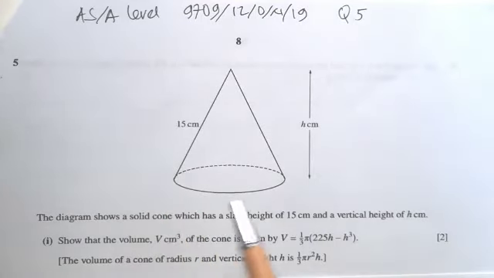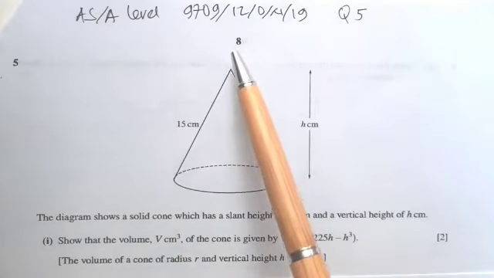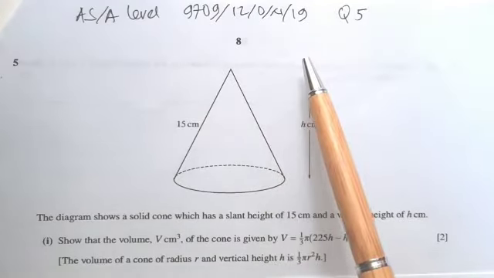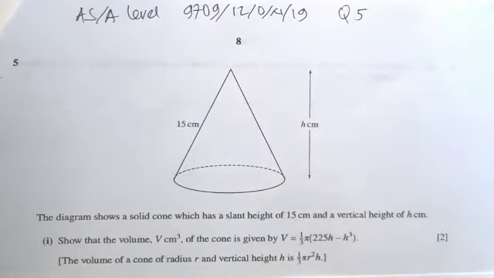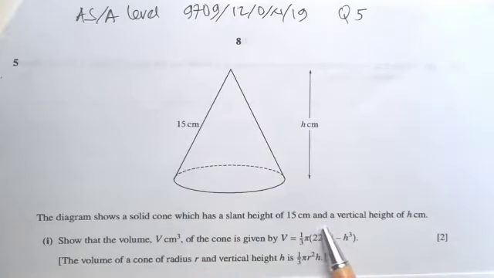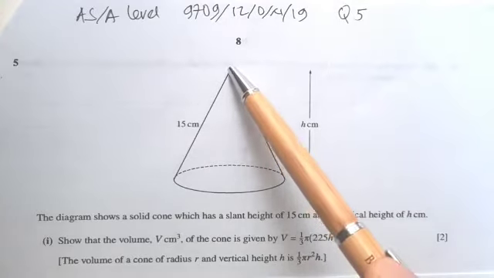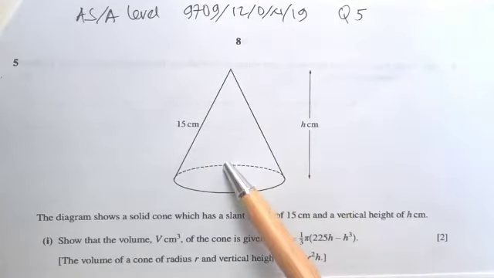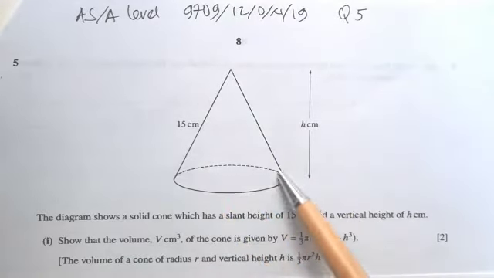AS A-Level Math, paper 12, October-November 2019, question number 5. The diagram shows a solid cone. This is a solid cone, which has a slant height of 15 cm. This is the slant height, and the vertical height is 8 cm. Vertical height is from the vertex to the center of the base, the center of the circle.